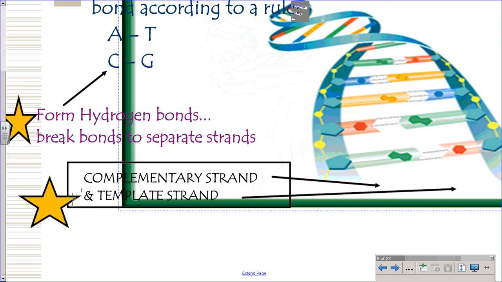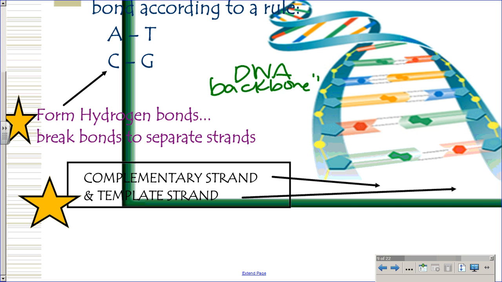what's embedded in the blue part right here? Sugar, and what's the little circle? Phosphate. You need to write down DNA backbone, because that's a term that we need to be able to understand, equals sugar and phosphate group. I'm going to put P group.